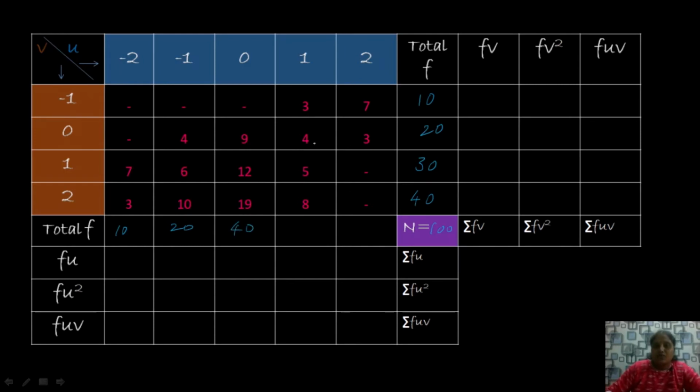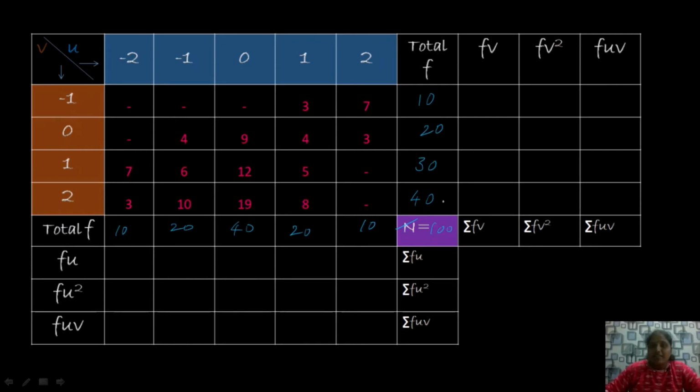Now 3 plus 4, 7. 7 plus 5, 12. 12 plus 8, 20. And 7 plus 3, 10. Adding them, we get 10 plus 20, 30 plus 40, 70 plus 20, 90 plus 10, 100. So you get the value of N. As a row total and column total, we get the value of N as 100.